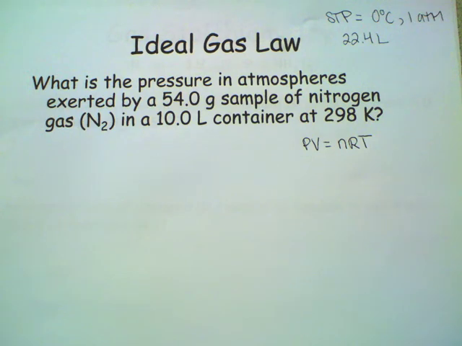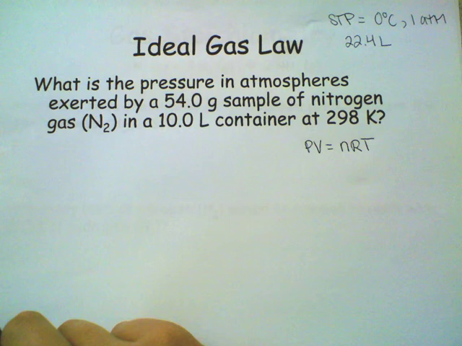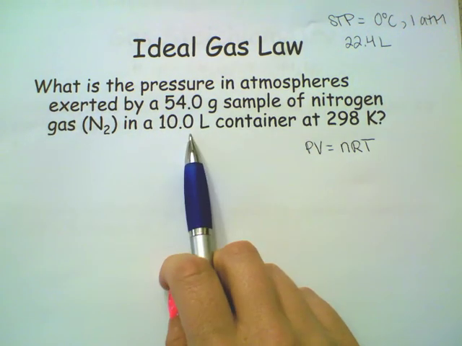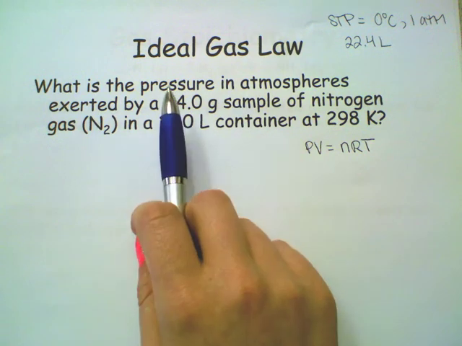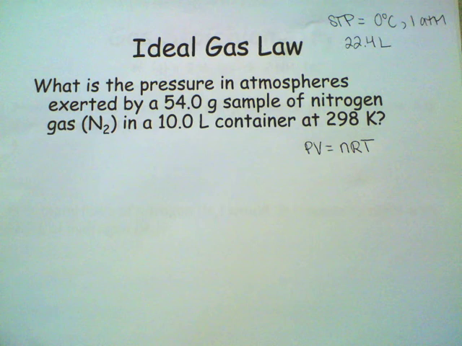The question says, what is the pressure in atmospheres exerted by a 54.0 gram sample of nitrogen gas in a 10.0 liter container at 298 Kelvin? So this question differs from the ones we were using before. In this question, you only see volume once. Pressure is only mentioned once, and temperature is only mentioned once. So we know we're not dealing with a before and after equation, so you are not going to be using the combined gas law or any deviation of that.